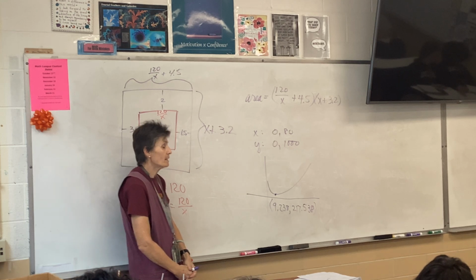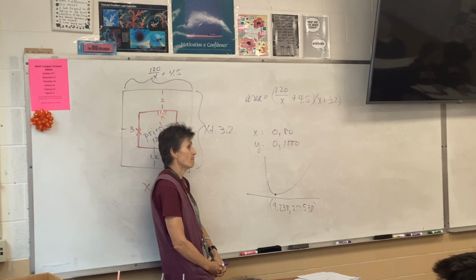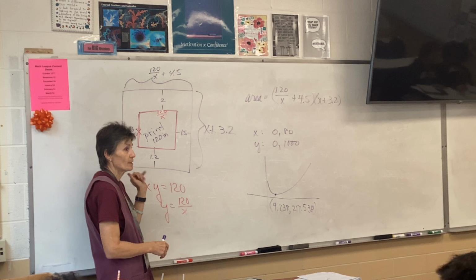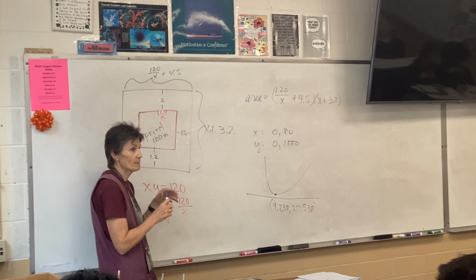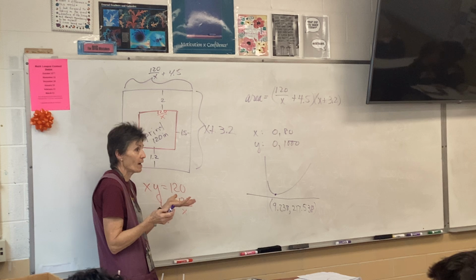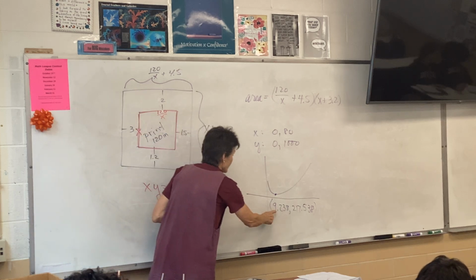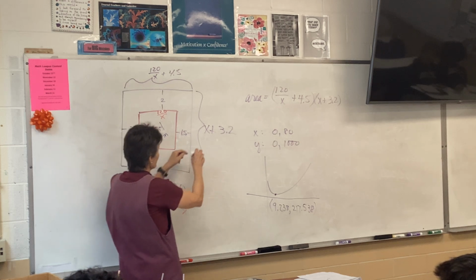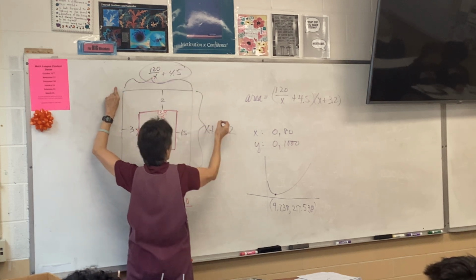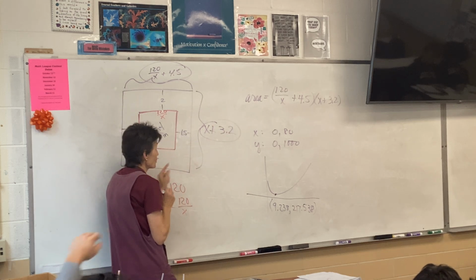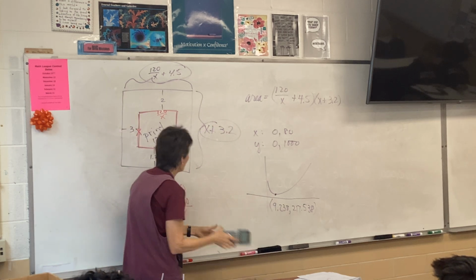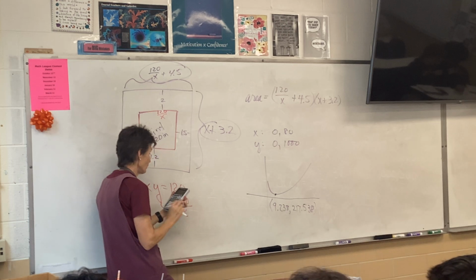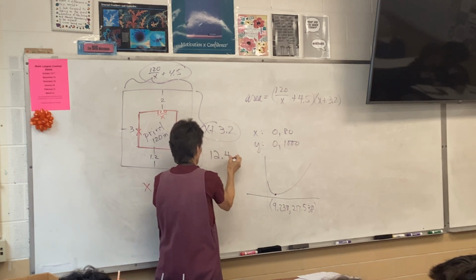So we need to minimize the size of the paper. So that means we want the dimensions to be the smallest they can be, right? So X is 9.238. So remember, your dimensions were these things, right? So one dimension will be 9.238 plus 3.2, so 12.438.